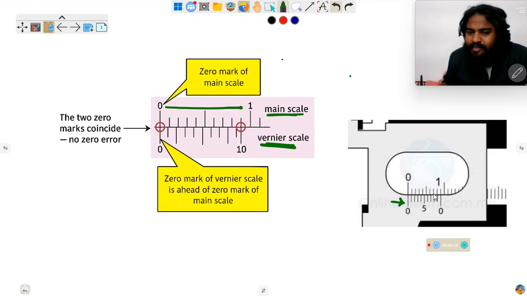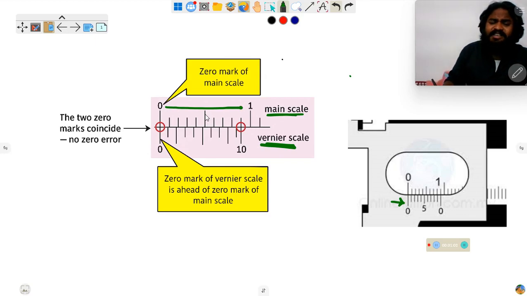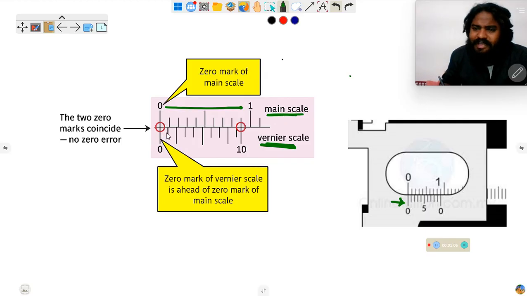scale, right? If you observe these readings, if you zoom this, then it appears like this, right? So if you observe this reading, whenever there is no object between the jaws of the Vernier scale, then the zero of the main scale should coincide properly with the zero of the Vernier scale. Then the Vernier caliper is said to have no zero error. Okay? So zero error in the sense, exactly zero is coinciding with zero of the Vernier scale right now.